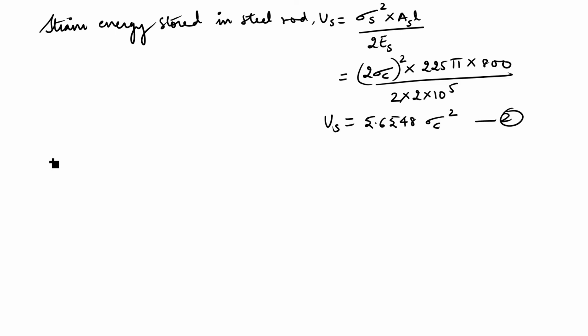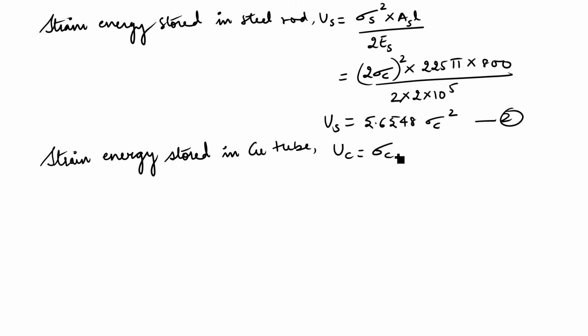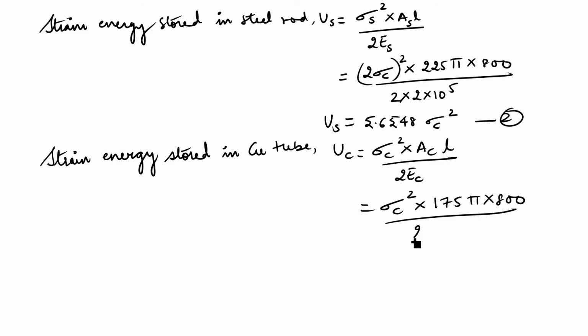Next, let's talk about the strain energy stored in the copper rod. It's copper tube, so let me write it as UC is sigma C square into AC into L upon 2EC. Sigma C can be left as sigma C. This value is 175 pi. L is 800 upon 2 into 1 into 10 raised to 5. When I solve this, I get 2.199 sigma C square. This is the value of UC. Let's take this as equation 3.